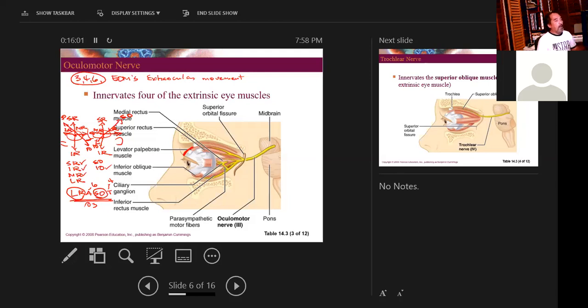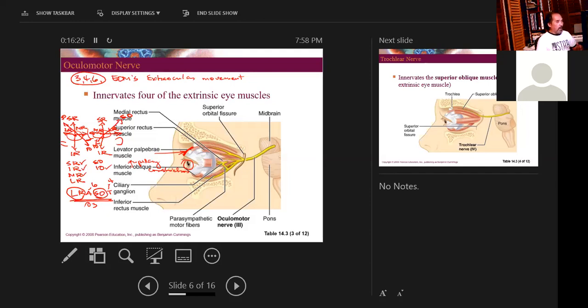So it makes it close, levator palpebrae muscle. That's also cranial nerve 3, okay? Then cranial nerve 3 is the one that produces what we call pupillary constriction. When I shine a light in your eye, your pupils constrict, so that the hole becomes smaller, okay?